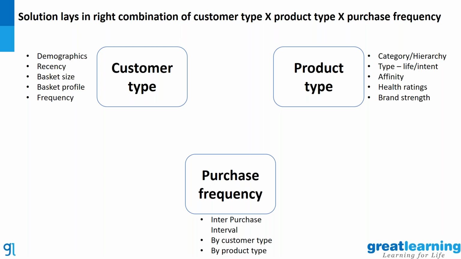First is customer type. What you want to understand here is a 360 degree view of the customer. What are the demographics? How recently was this a customer? There could be a customer who bought from me 6 months ago versus a customer who bought last week. The basket size is how much money the customer spends on average per visit. And the basket profile: what kind of products go into the basket? Is it generally bread or milk, or does it also contain shampoos? Does the customer also buy cold drinks or vegetables, or want to buy grains? So what is the general basket profile? And the frequency: how frequently does this customer come to me? As you expand on all these buckets, there are many points under them that you can use here.